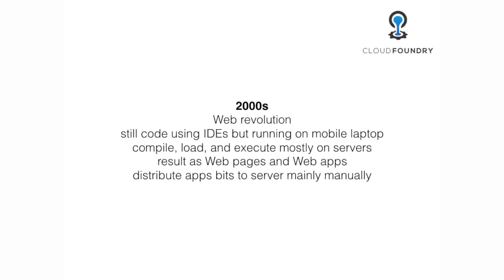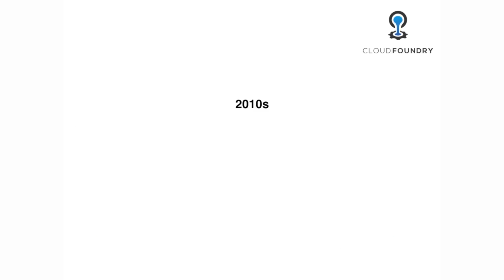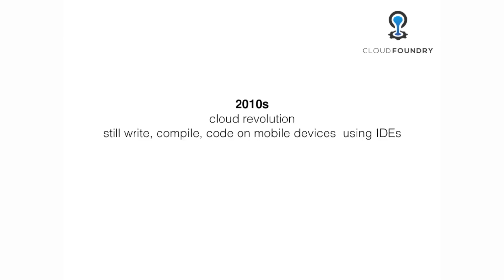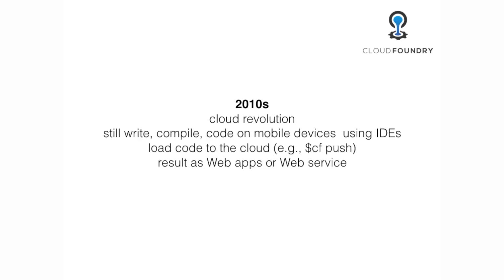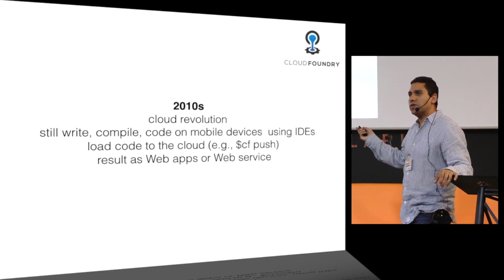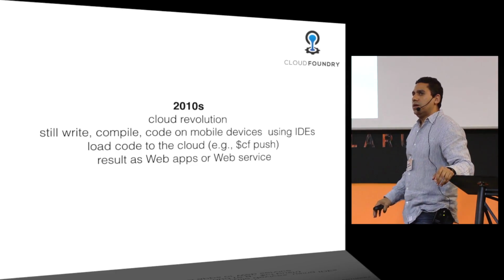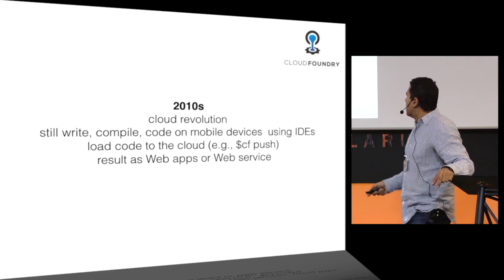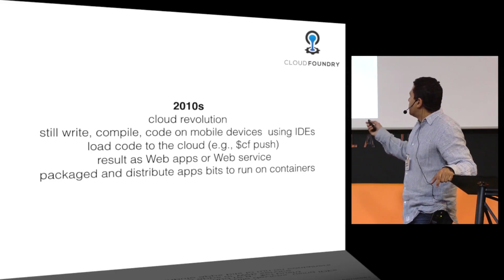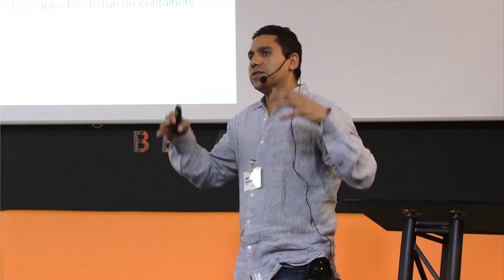But it's still the same problem. And then, of course, these days, it's the cloud, where you're still writing and compiling on IDEs, and you have to package it somewhere and push it. So, for instance, CF push is a good example of that. You have your bits, you push it to the cloud, right? And it executes in the cloud. But you still have to package them. So how do you build the software itself that's going to run all of this, right?